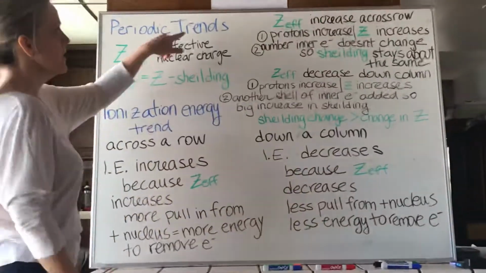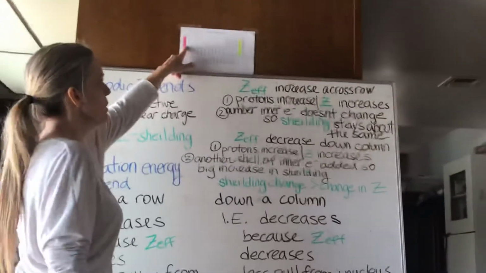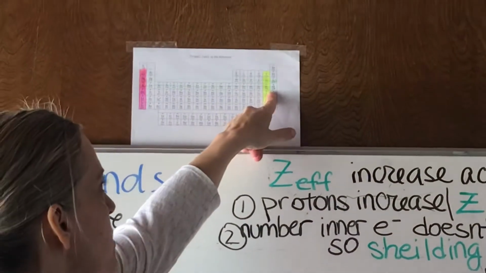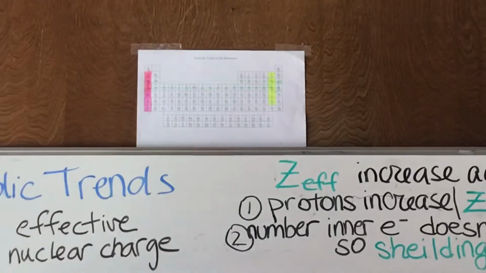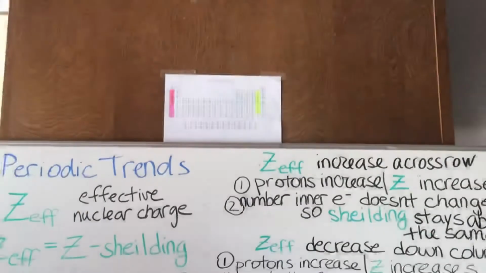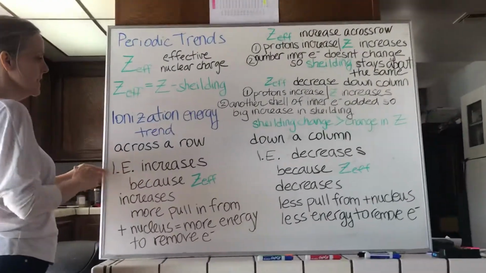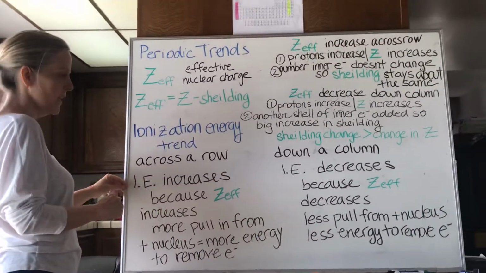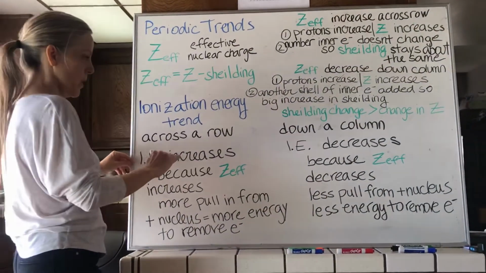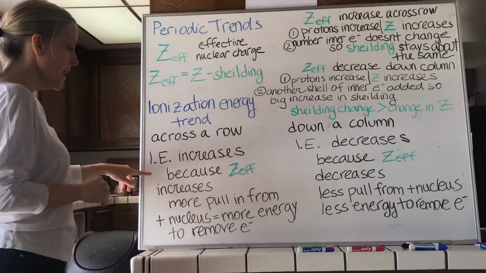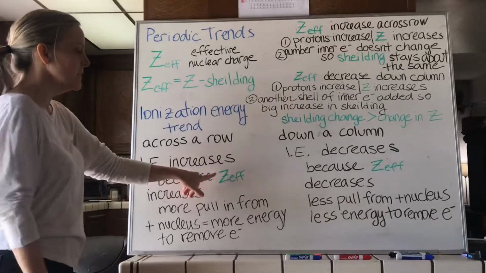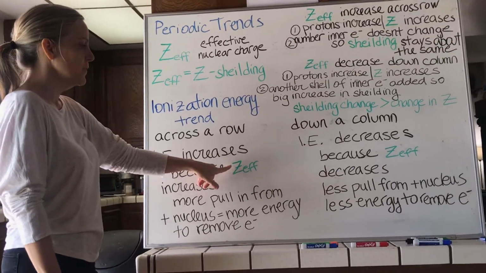When you go across a row, again, across a row means across a row on the periodic table, as you go across that row, the ionization energy is going to increase. Increasing means it's going to take more energy to remove that electron as you go across a row. The reason why is because the Z effective increases. So remember, Z effective is the effective nuclear charge.